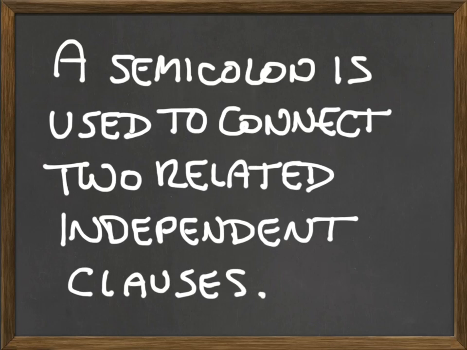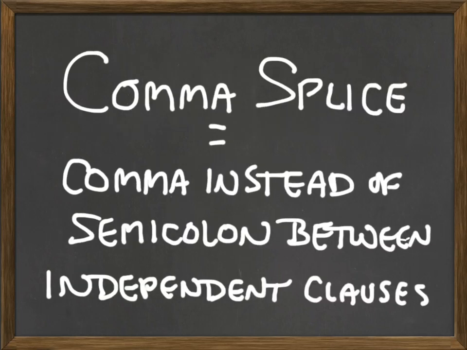An independent clause can stand alone as a sentence taken out of a sentence with a period put at the end of it. It can stand alone as a sentence without anything being added or subtracted. Okay. A comma splice is when a comma is used instead of a semicolon between independent clauses in a sentence. This is an error. It is incorrect to use a comma where you should have used a semicolon.